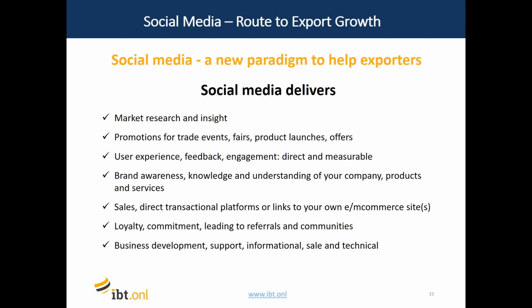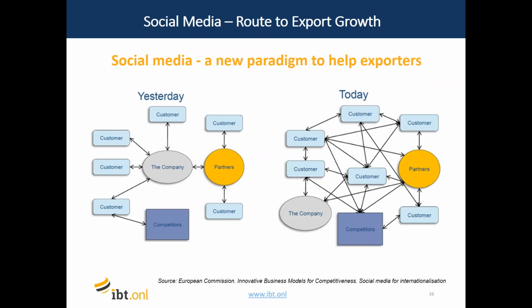So those are the 7 things that we think are the most immediately deliverable things for social media and marketing. Finally, I wanted to share this slide for you. Again, this is what we call a new paradigm to help exporters. In the past, a lot of companies would be structured in a more linear sense. The company would have a one-on-one relationship with its partners and then with its customers. And customers were not usually connected or interconnected.